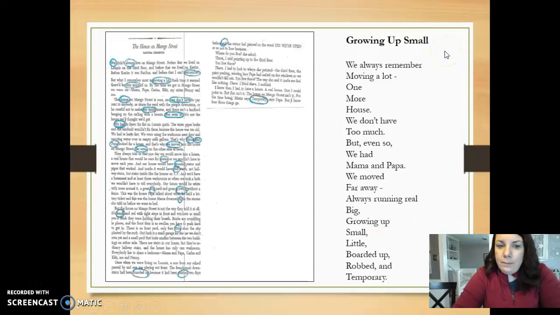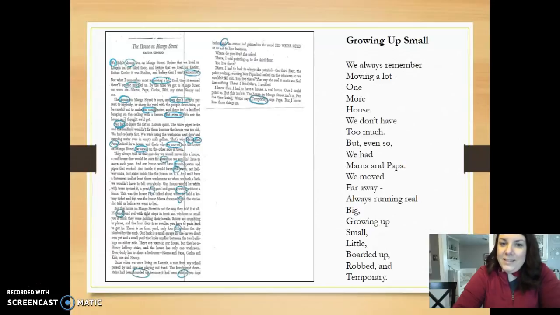We always remember moving a lot. One more house. We don't have too much, but even so, we had Mama and Papa. We moved far away, always running real big. Growing up small, little, boarded up, robbed, and temporary.